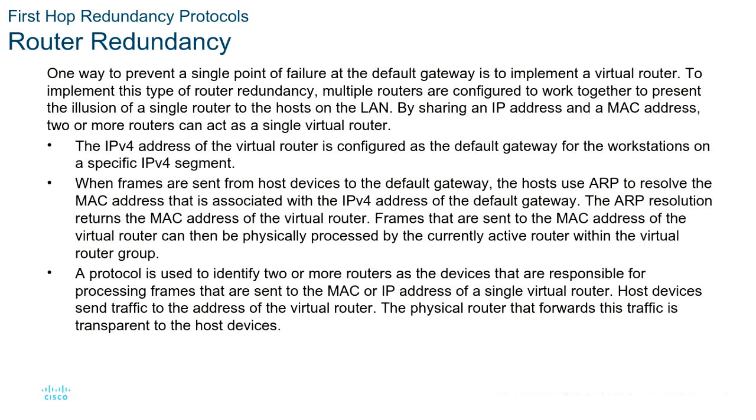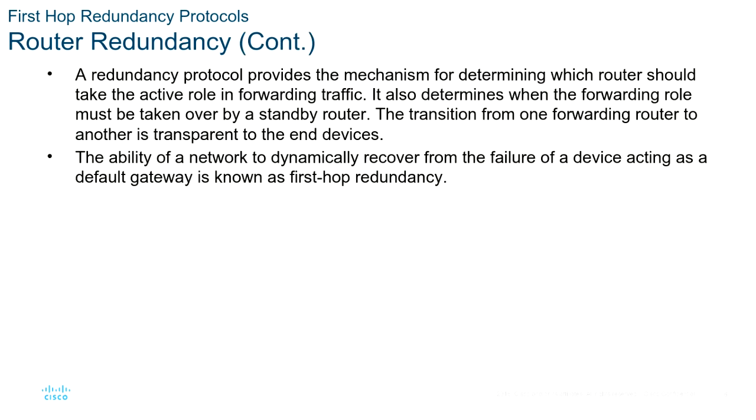And the host machines will use ARP. They'll ask, what is the ghost MAC address for the ghost IP address? This is a virtual address, so they'll use that. And that way both routers can take over the job, and one can do the job and the other one can be on standby, or there are some other protocols where they both share the load. And that way everybody's always connected. So this is a mechanism for determining which router is actually going to forward the traffic. There's going to be an active role and there's going to be a standby router.